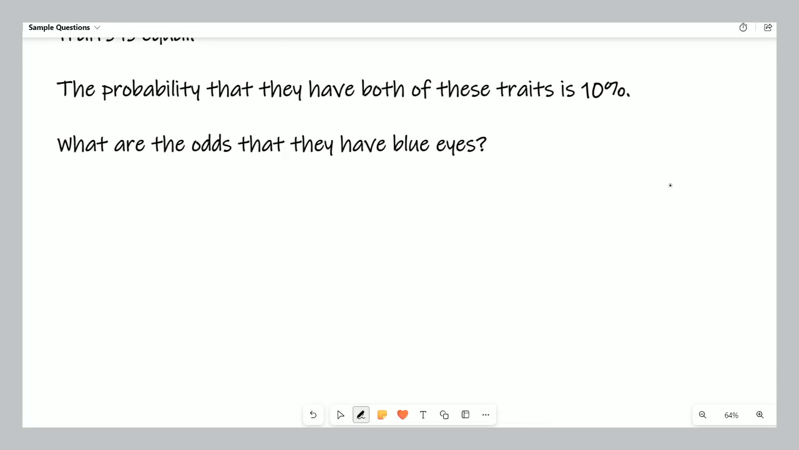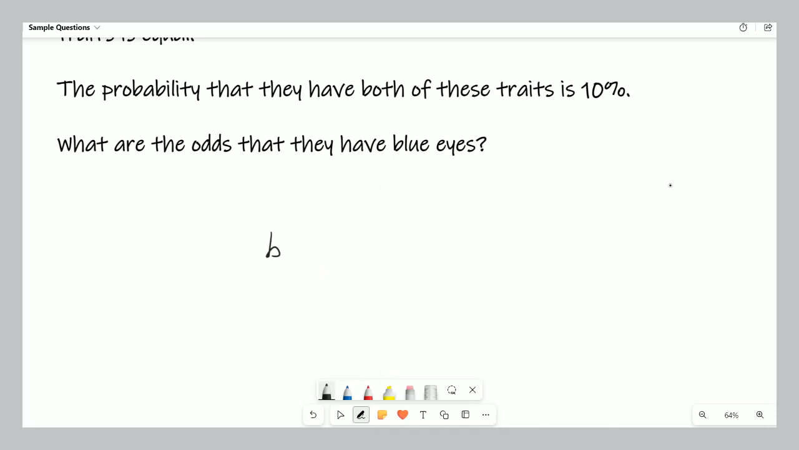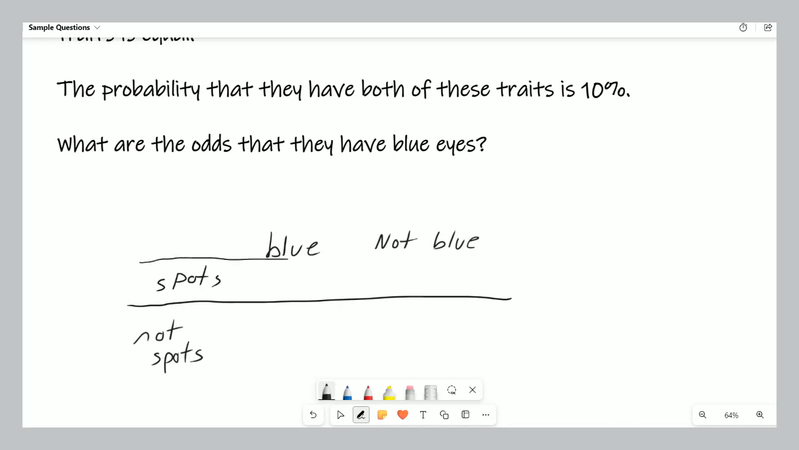So we consider blue eyes and not blue eyes. We consider spots and not spots. And we look at all of the possibilities.